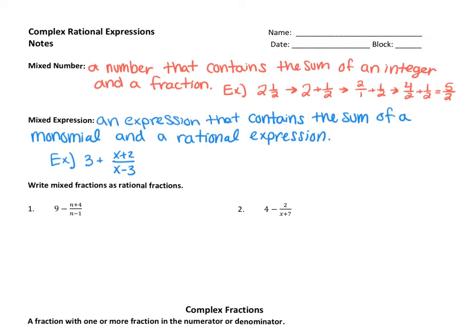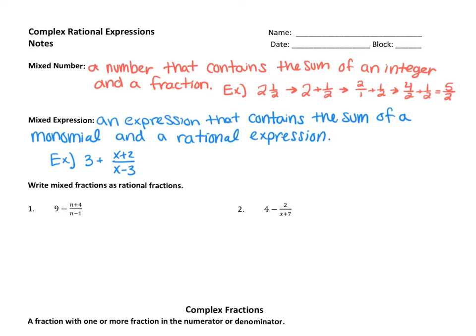The other definition we need to talk about is the definition of a mixed expression. A mixed expression is an expression that contains the sum of a monomial and a rational expression. For example, 3 plus x plus 2 over x minus 3. And we're going to use both of these types of numbers today, mixed numbers and mixed expressions, when we are simplifying these complex rational expressions.